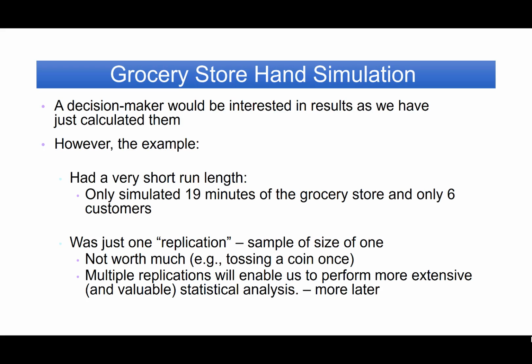Looking at these, a decision maker would be interested in the results as we have just calculated them. However, there are some caveats that would have to be included. First of all, this is an extremely short run. We only simulated 19 minutes of the grocery store and just 6 customers. This clearly is a very short-sighted representation and does not truly reflect how the actual system will perform over a much longer duration. It also doesn't have any replications since it only has one sample.